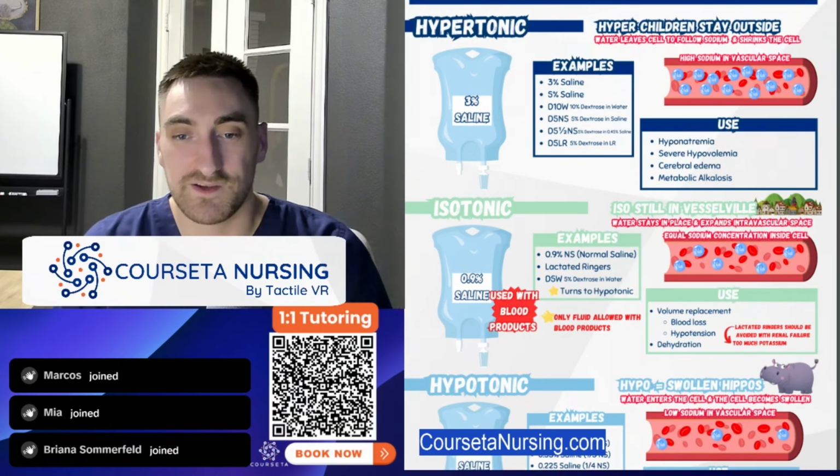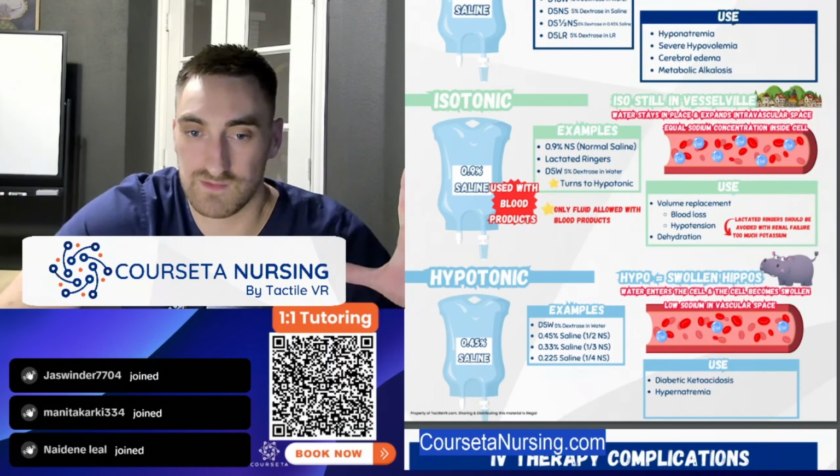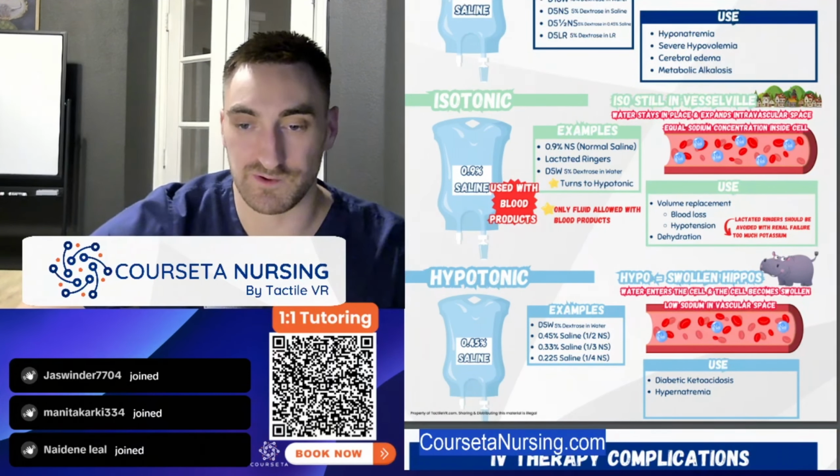0.45% saline, your half NS, 0.33% saline, 0.225% saline. Those are low numbers. So it literally is that simple: hypotonic is just low sodium. So you're going to see low numbers because it is low sodium. The only exception to that is D5W. So that's 5% dextrose in water. That is also the one most commonly used clinically for hypotonic fluids as a solution. So that is your low sodium IV fluids.